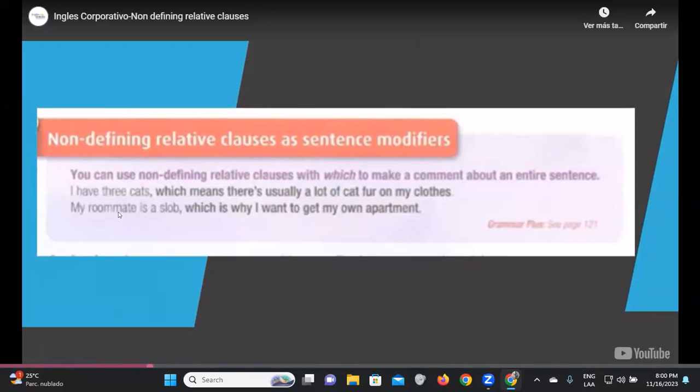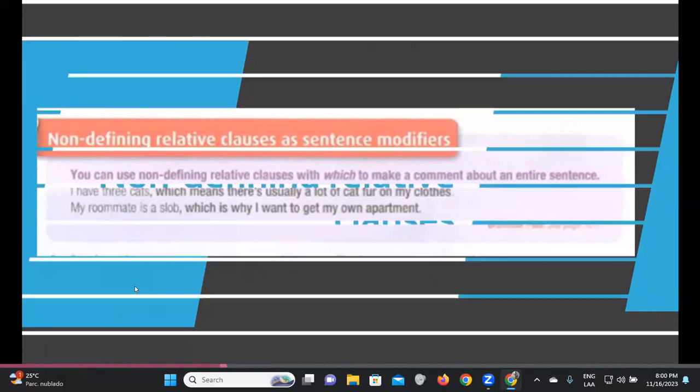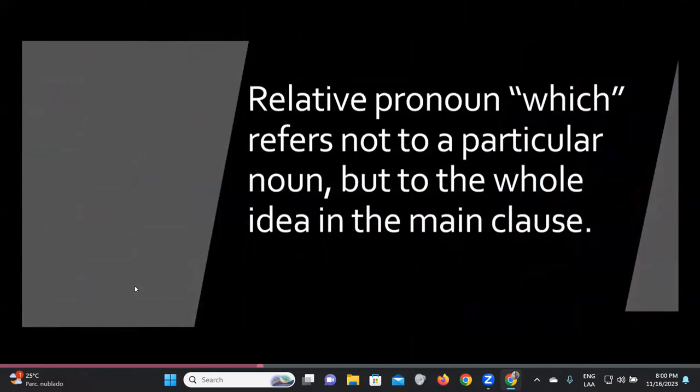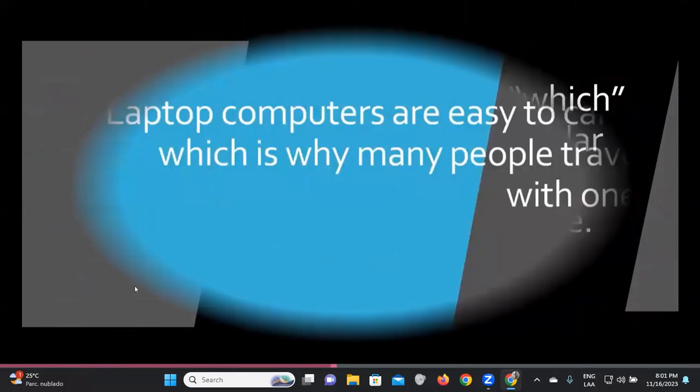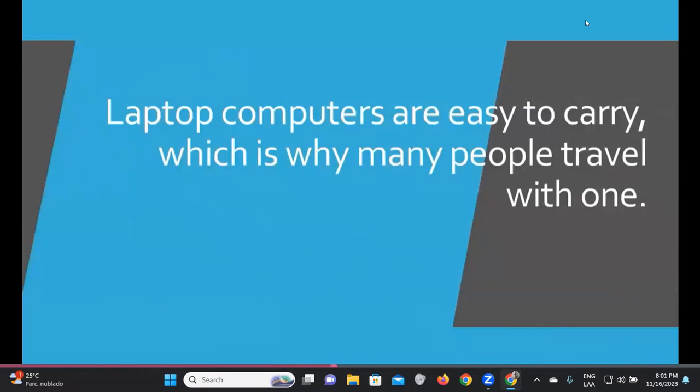I have three cats, which means there's usually a lot of cat fur on my clothes. My roommate is a slob, which is why I want to get my own apartment. In these relative clauses, the relative pronoun which refers not to a particular noun, but to the whole idea in the main clause. Non-defining relative clauses are always the second clause in a two-clause sentence.